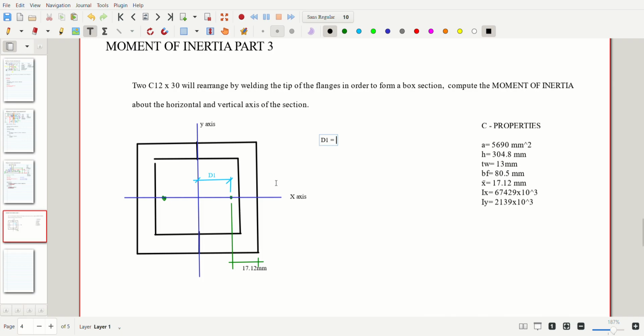So formula is 80.5 minus kung 80.5 ni pila ni, so minus ni mo 17.12 equals 80.5 minus 17.12 is 63.08. 63.08 mm. Ito na eh.